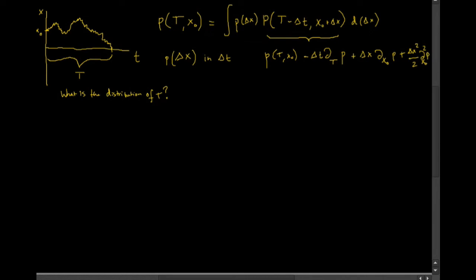So now this is the expression I have, and we want to see whether we can do this integral for a particular distribution of delta x. What is the integral that we need to do? We have p of delta x, and then we have p of T, x naught, minus delta t derivative with respect to T, plus delta x d/dx naught, plus delta x squared over 2 d squared/dx naught squared.